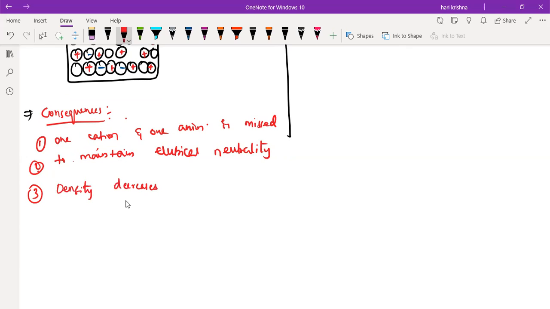Due to the missing of these ions, the density will decrease. Due to the missing of these ions only, they will conduct electricity. Due to this, they will have more electrical conductivity. These are the consequences of the Schottky defect. Okay.